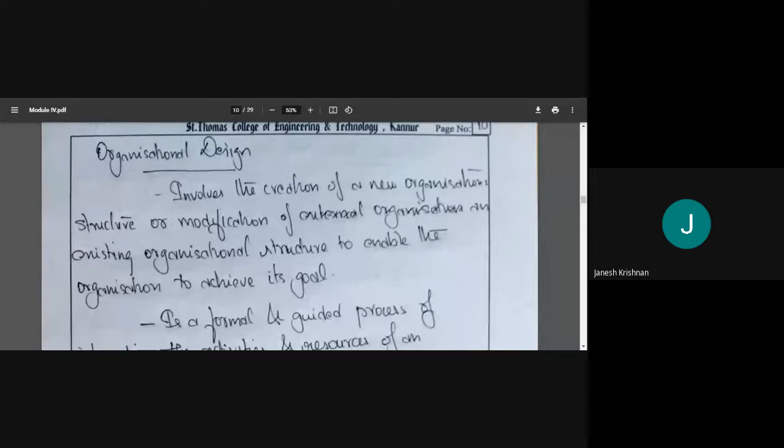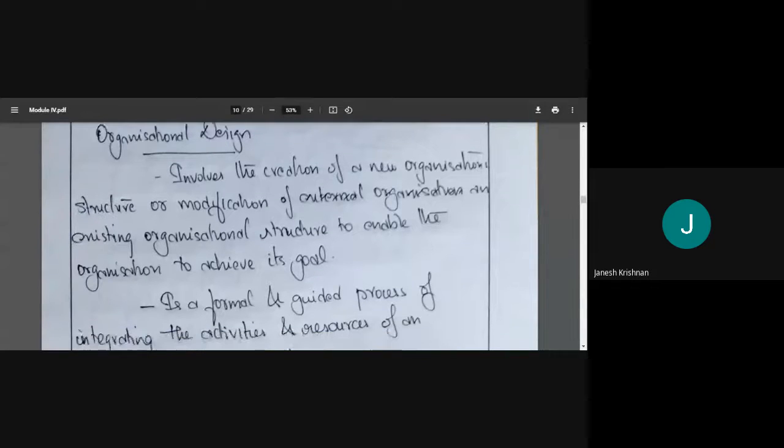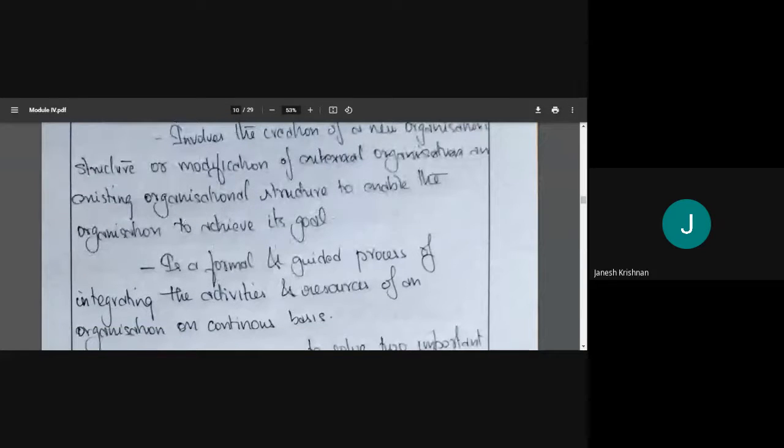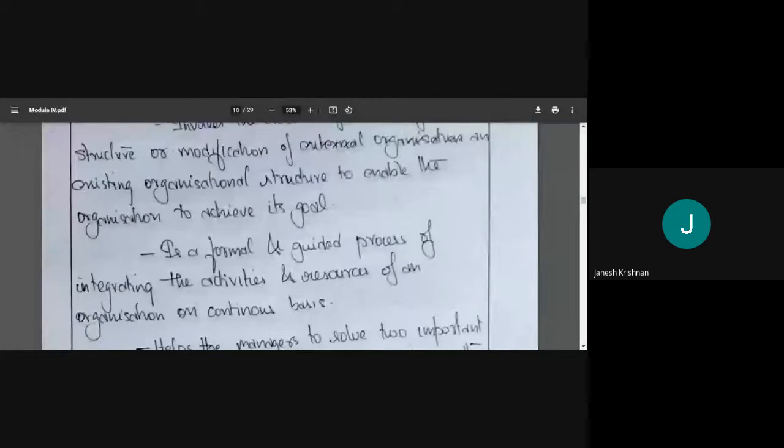So the creation of a new organization structure or modification of an existing organization structure. Why do we do this? Because our aim is to achieve our goal. Right? Then it's a formal and guided process of integrating the activities and resources of an organization on a continuous basis. Okay? The formal process. It's not informal. It's not like, yeah, come on, you help us.